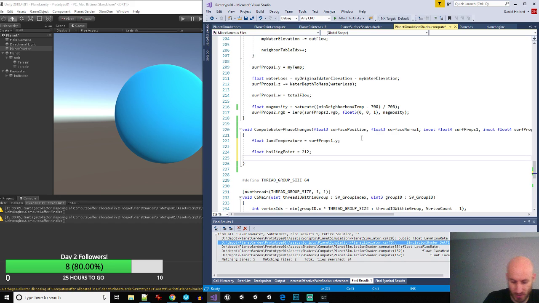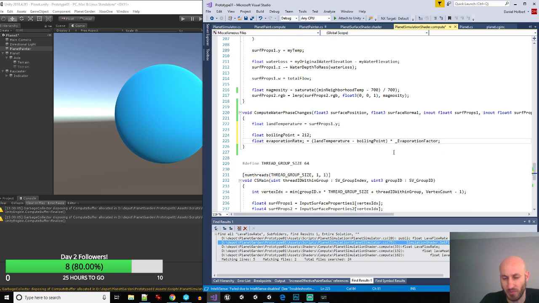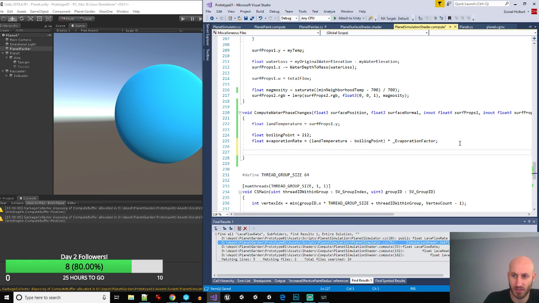Okay. So evaporation rate equals land temperature minus boiling point times, I'm gonna make it a parameter right now called evaporation factor. Eventually this will probably be something more physically derived. I'm just gonna have a number that I pick with a little slider. And so the evaporation rate, if it's negative, will be like a condensation rate, which is basically raining. Land temperature.